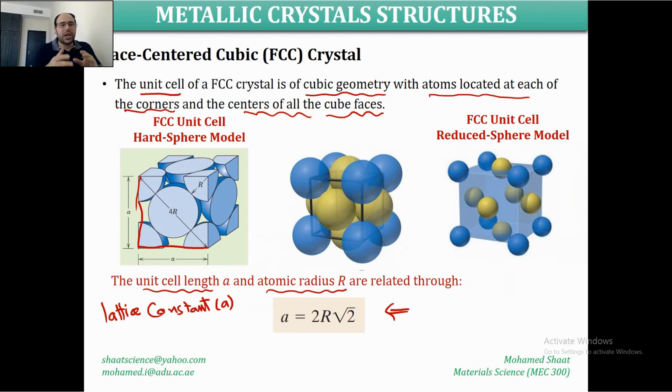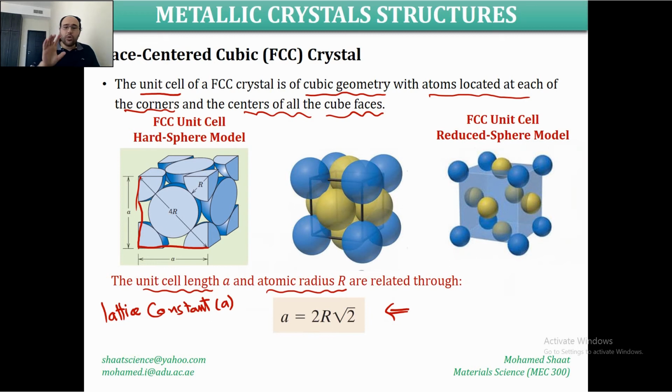That's why we got the name face center, not body center. Face center means that on the face of every unit cell, there should be an atom located at the center of that face. But in the BCC, we have one atom located in the core, and there are no atoms on the faces. This is the difference between the FCC crystal structure and the BCC crystal structure in terms of geometry.